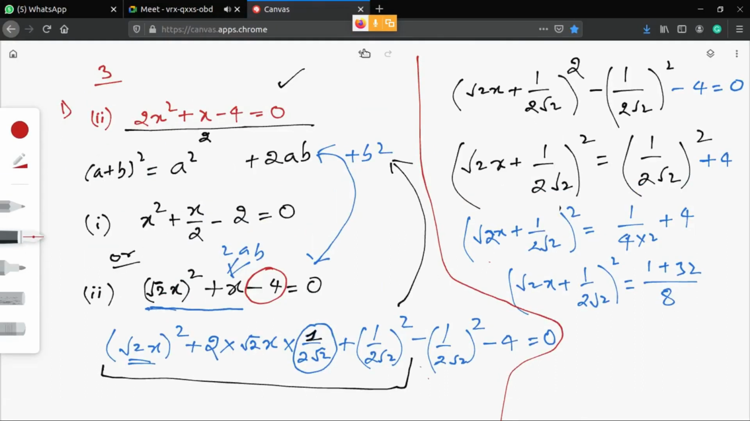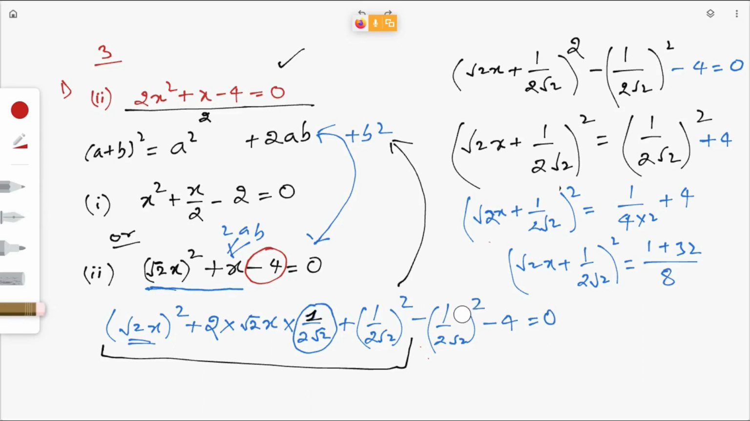Okay, let me erase this part. Okay, copy this one, copy till here, and then let me know if you got any doubts. I will erase this part. Copy this one.